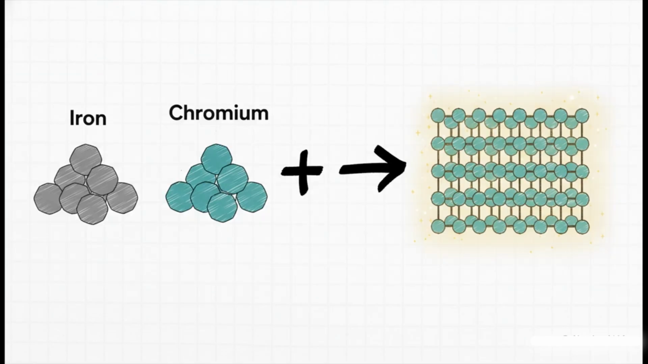And it's not just about reactions. It's also about making materials stronger through alloys. Their raw physical strength makes them perfect for mixing and matching. You take iron, you mix in some chromium, and boom, you get stainless steel, a material that is way, way better than either of its parts alone.